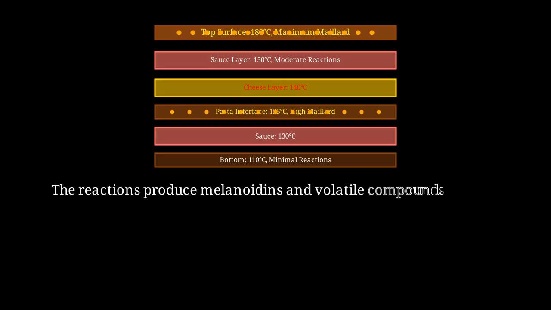This cross-section shows the distribution of Maillard reaction products, indicated by orange dots. The highest concentration occurs at the top surface and at pasta sauce interfaces, where temperatures exceed 150 degrees. The bottom layers show minimal browning. The products include brown pigments called melanoidins, which provide color, and volatile compounds such as 2-acetyl-1-pyrroline and 2-furfuryl-thiol, which contribute roasted, nutty, and caramelized aromas.